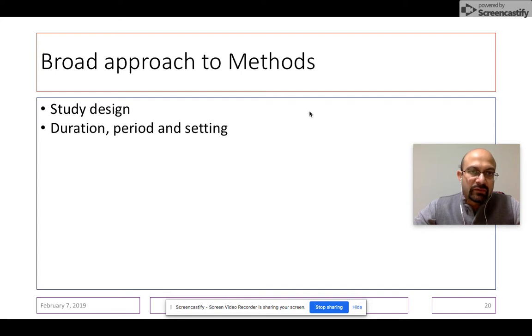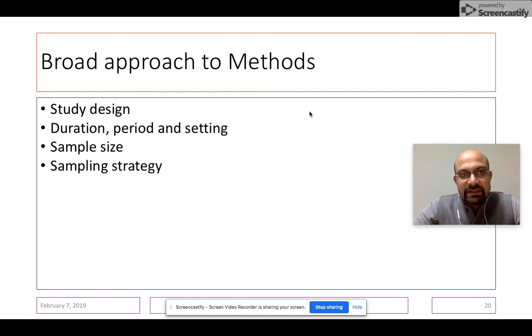You should write what was the duration of the study, what was the period in which the study was done, and what was the setting of the study. You should discuss how the sample size was determined, how you arrived at a particular sample size, and what was the size that you took for your study. What was the sampling strategy is the next point that you write in the methods. How did you collect the sample? Was it a random sample? What was it, a strategic sample? Or was it a sample of convenience? You need to state clearly what was the sampling strategy that you adopted to collect your participants in the study.